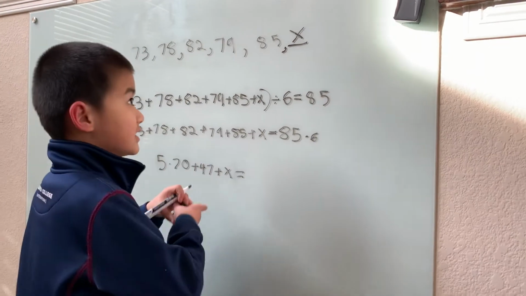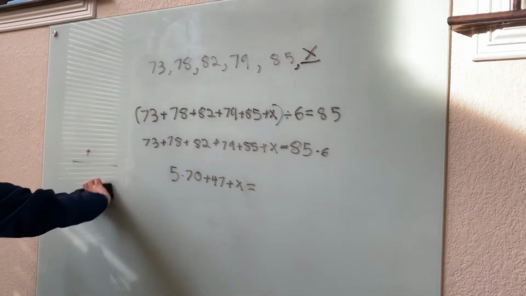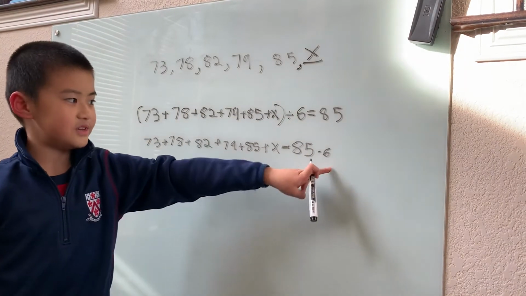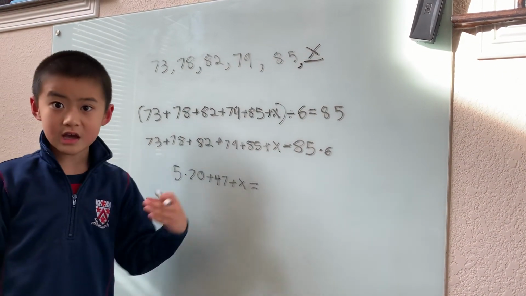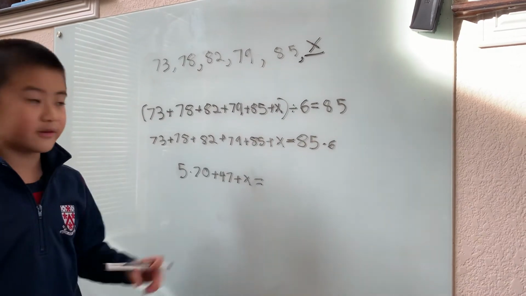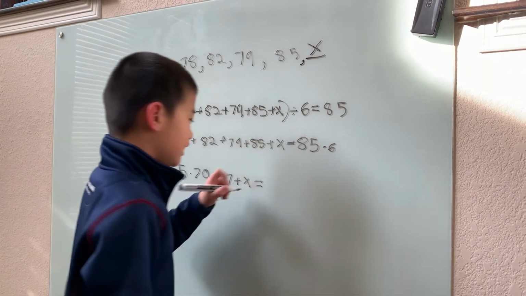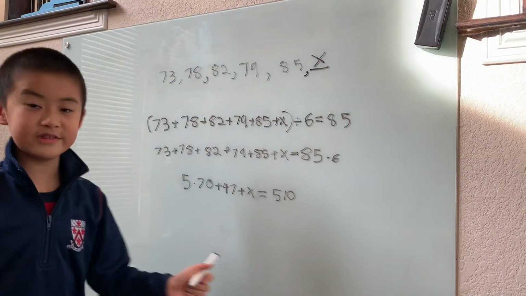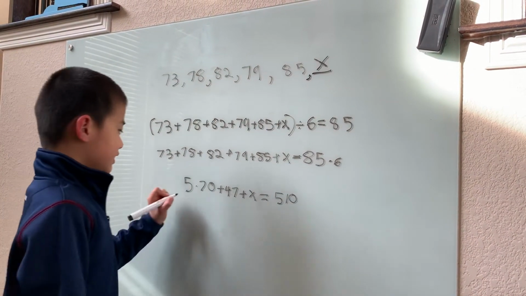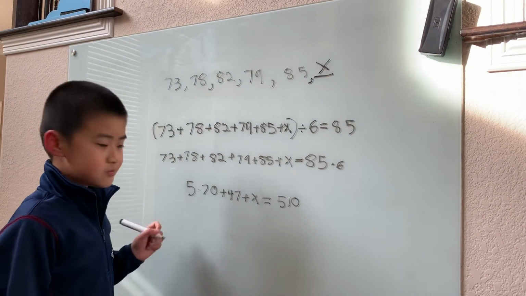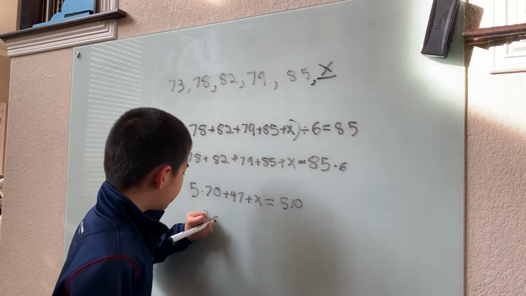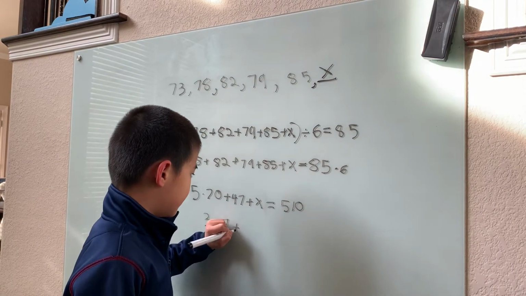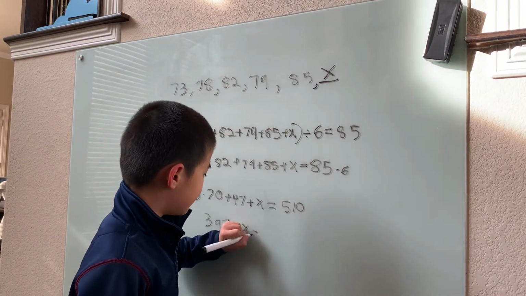And 6 times 85, I'm going to use the distributive property. I can break this up into 6 times 80, which is 480. We add on 5 times 6, which is 30. Let's have 510. And now 5 times 70 is 350. 350 plus 47 is 397. We add on x, all of that equals 510.